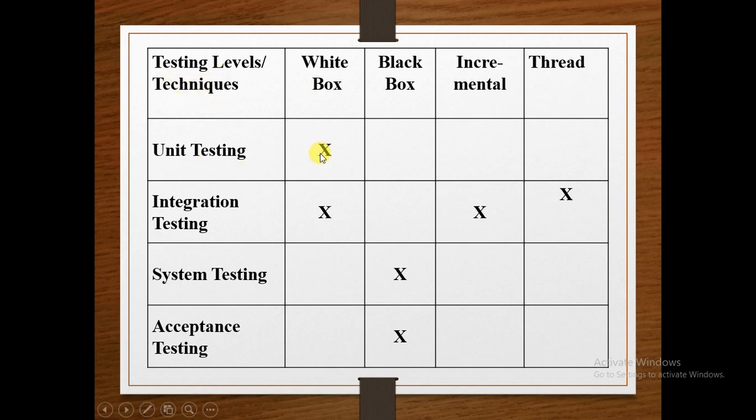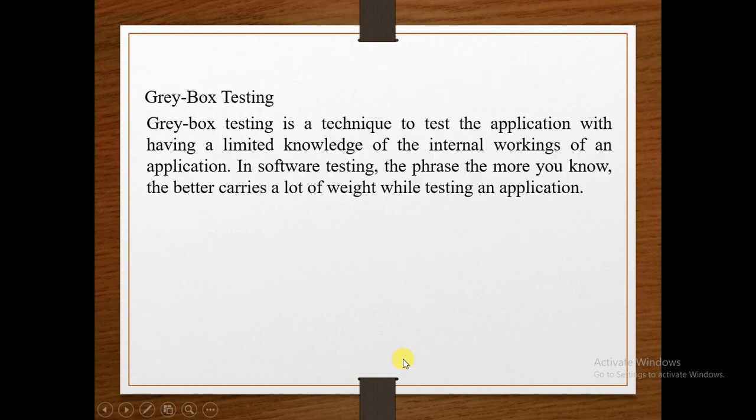So if you see the structure, these are the testing levels and techniques. In unit testing, white box testing is done. In integration, white box is done, incremental is done, and thread is done. In system, black box is done. In acceptance, black box is done.